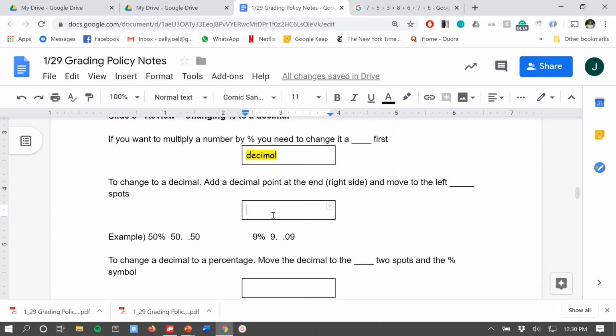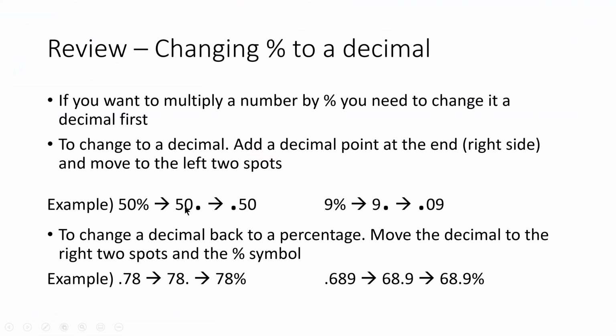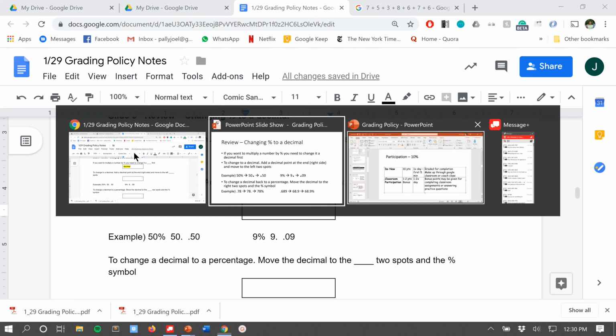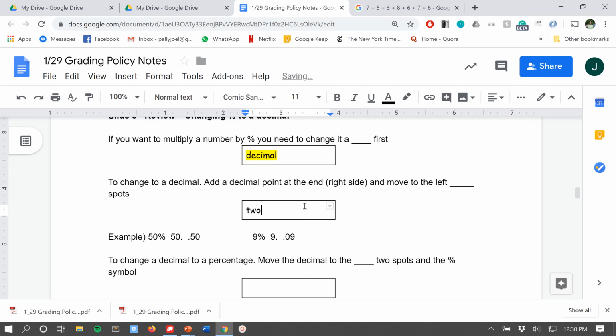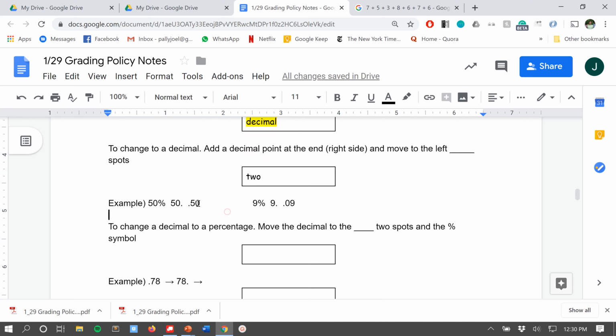To change to a decimal, add a decimal point at the end or the right side of the number. You're going to move it to the left 2 spots. Look at these two examples here. We got 50%. So the way to start is adding a decimal to the right side, and we're going to move to the left 2 spots. So we'll start right here and go 1, 2. And the decimal is going to now end up right there.